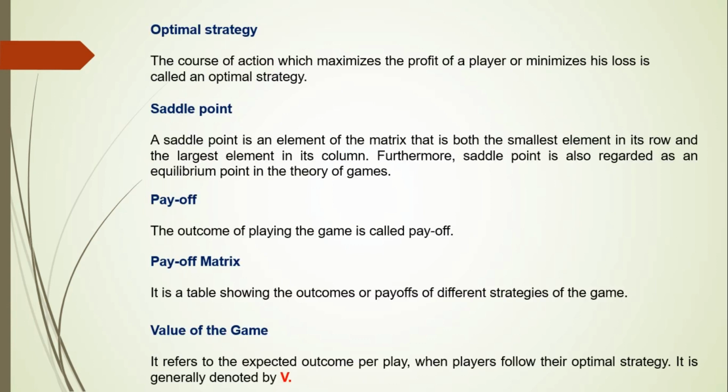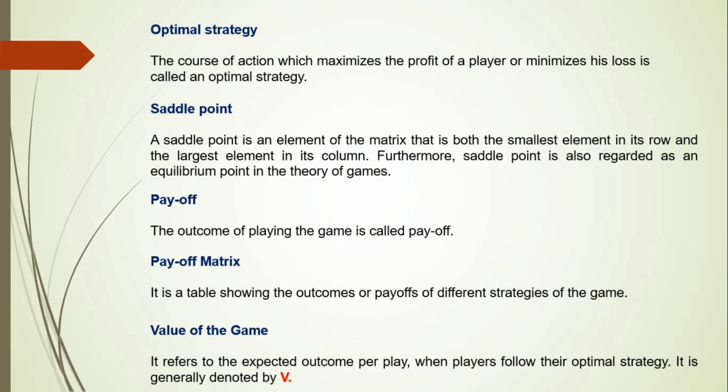What is a saddle point? A saddle point is an element of a matrix that is both the smallest element in the row and the largest element in the column, which we will call minimax and maximin. That we will see when we do sums. Which means it is also called an equilibrium point in the theory of games.